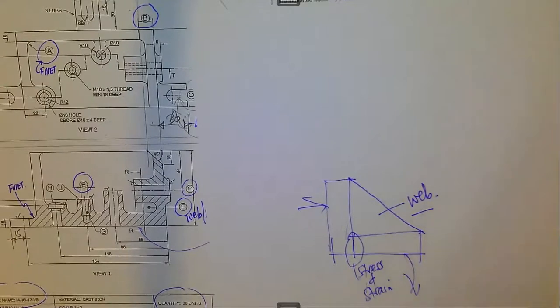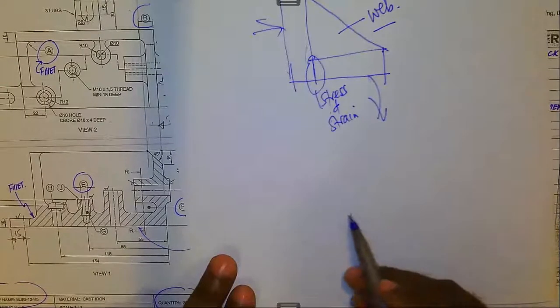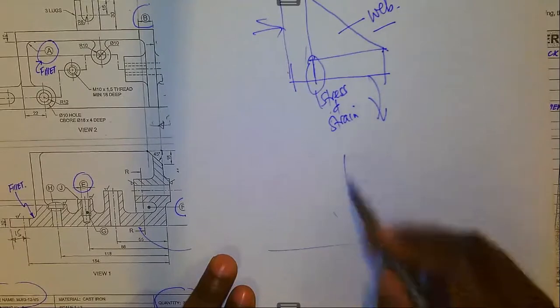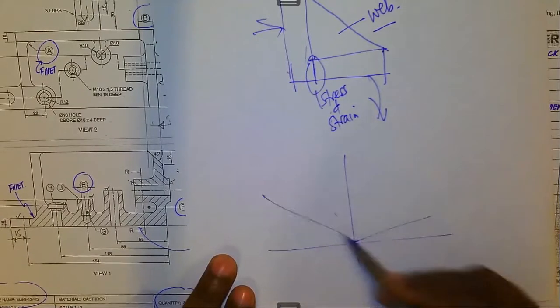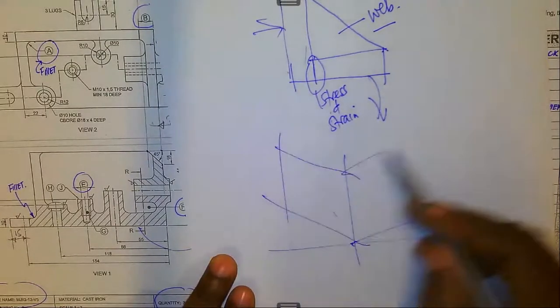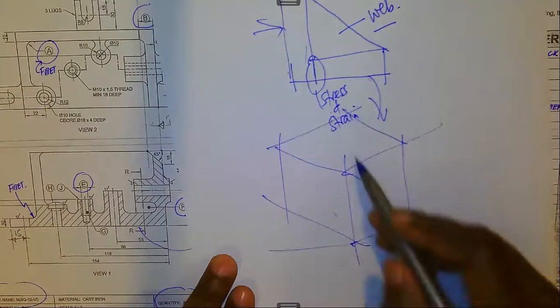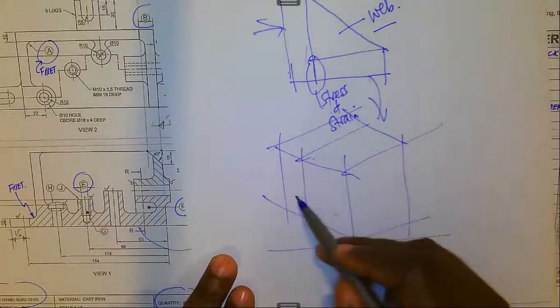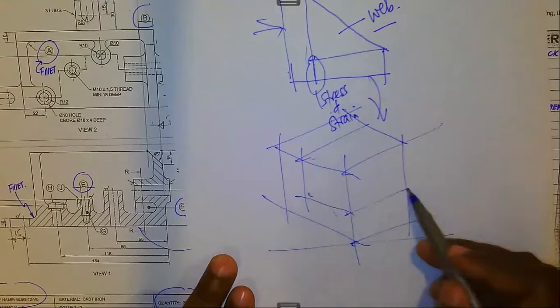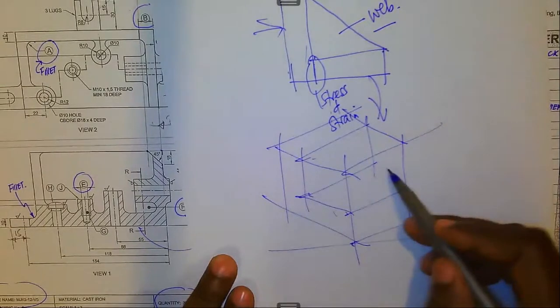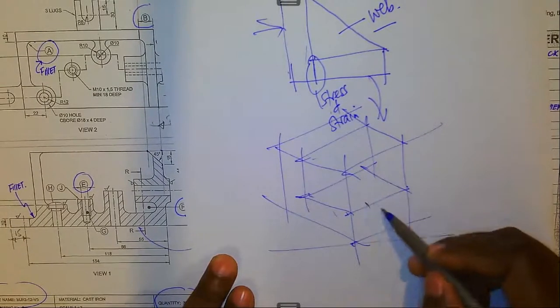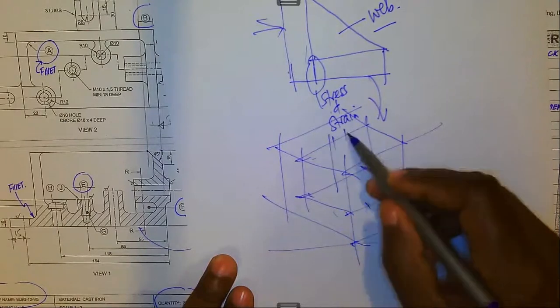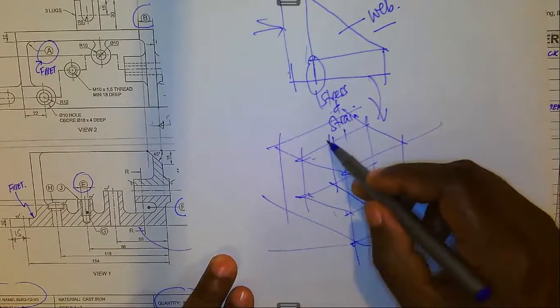If we were to draw this one pictorially, you'd find that you may have something like this. We have that. So then you mark this, you mark that, take this, bring this one, bring this one.